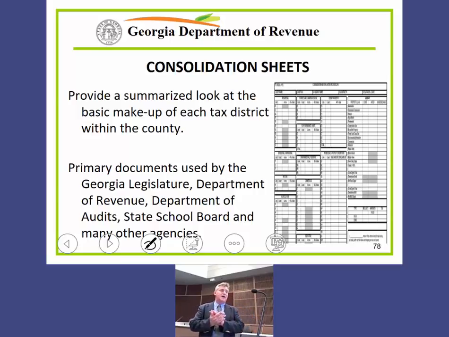Property is valued for ad valorem tax purposes at 100% of its fair market value as of January 1st, but the millage rate is based on a 40% assessed value. The assessed value is defined as 40% of fair market value.